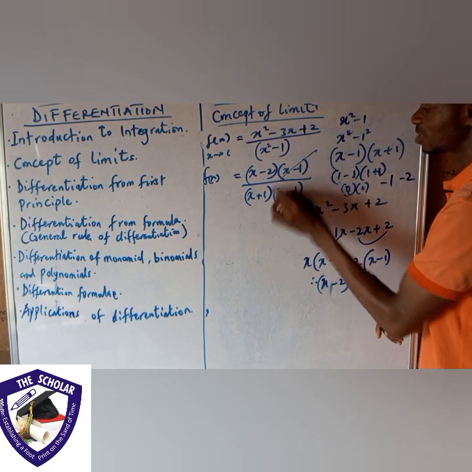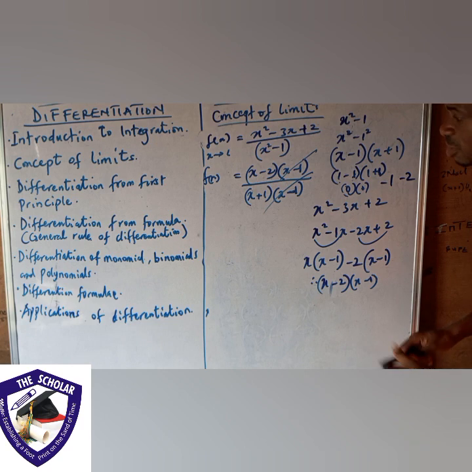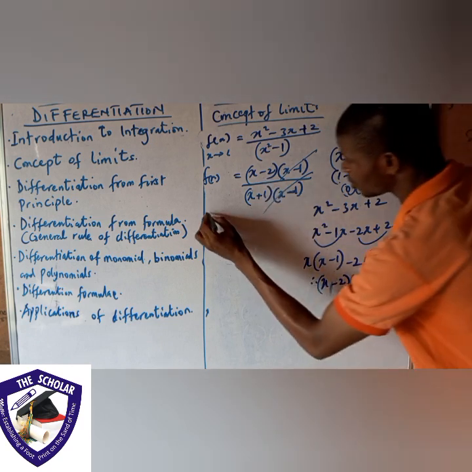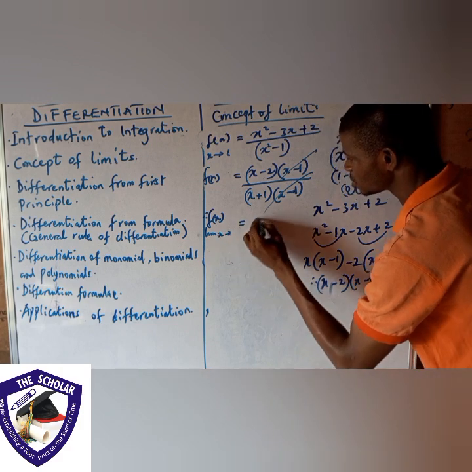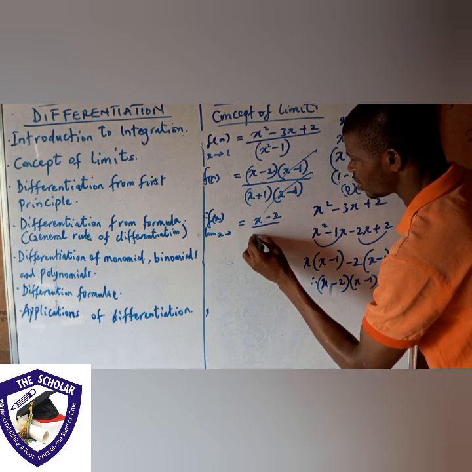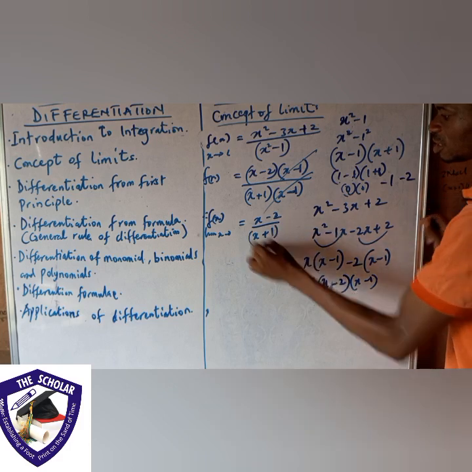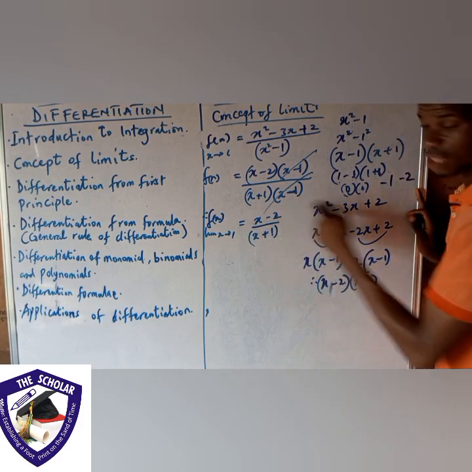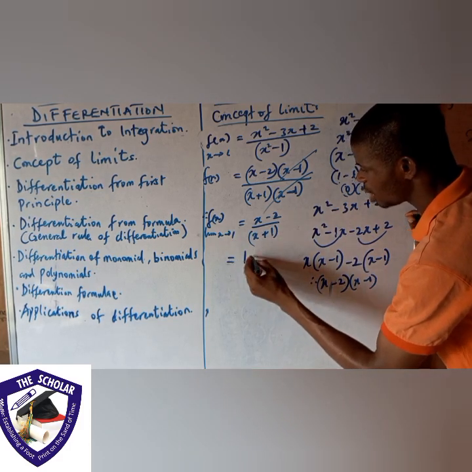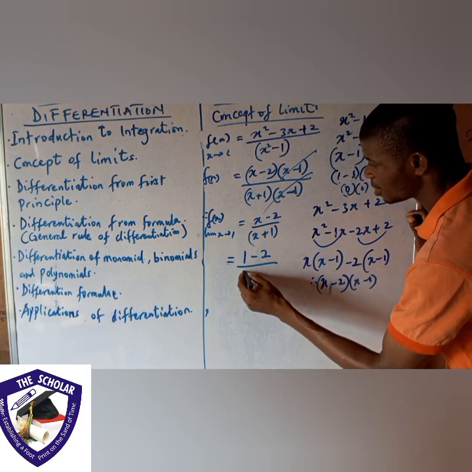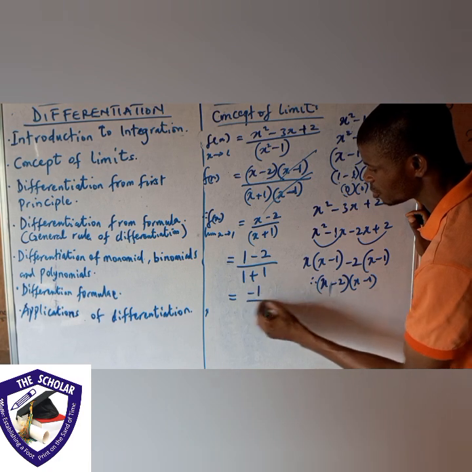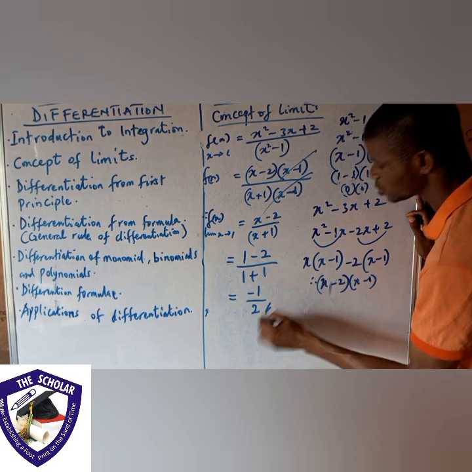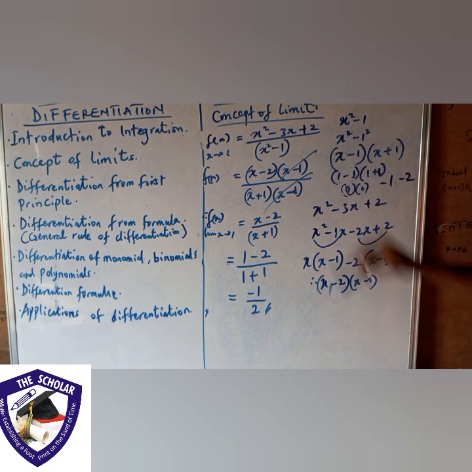And what is canceled out? x minus 1 cancels out. Remaining x minus 2 over x plus 1. So therefore, I have my f of x, limit x tends to 1, is equals to x minus 2 over x plus 1. Then you can substitute now. So when x is 1, anywhere you see x, put 1 there. That means I have 1 minus 2 divided by 1 plus 1. 1 minus 2 gives us what? Minus 1 over 1 plus 1, 2. That's our answer. That is the first aspect of the fractional limits.